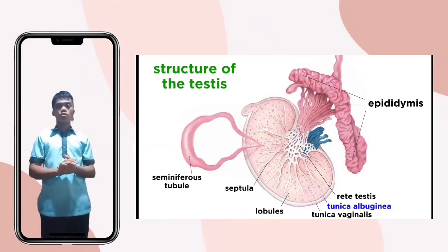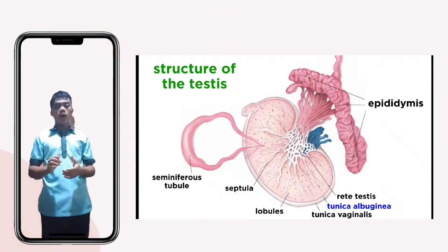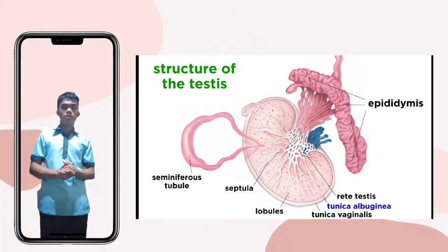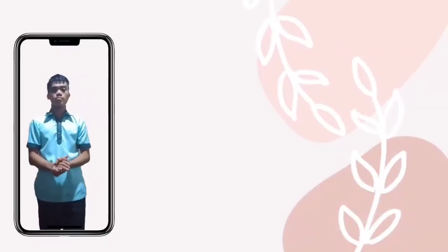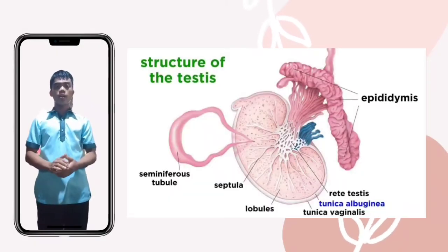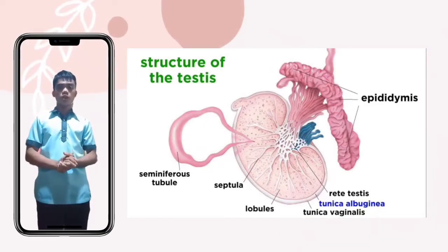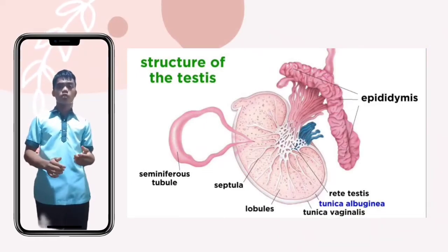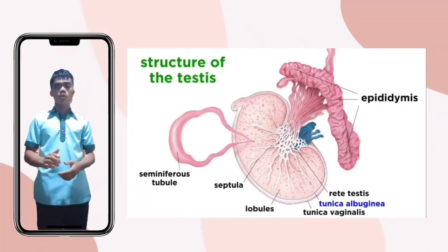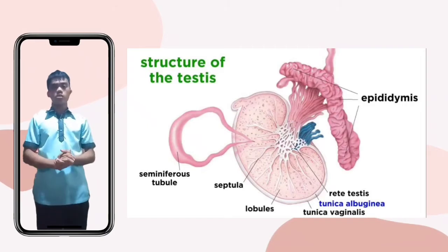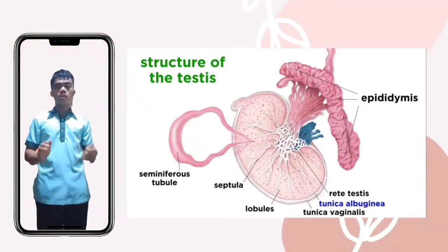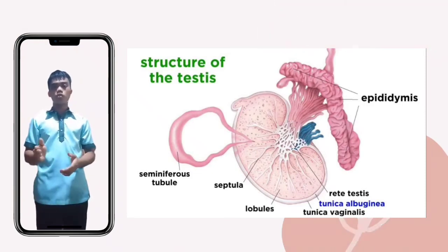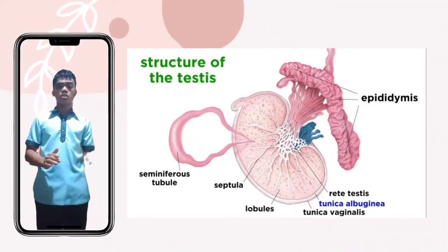Each testis is surrounded by the tunica albuginea, followed by the tunica vaginalis. Inside, the testis is divided into lobules which contain coiled seminiferous tubules. These are where sperm is made from spermatogonic cells, a process called spermatogenesis. These tubules join to form a straight tube that leads to the rete testis.